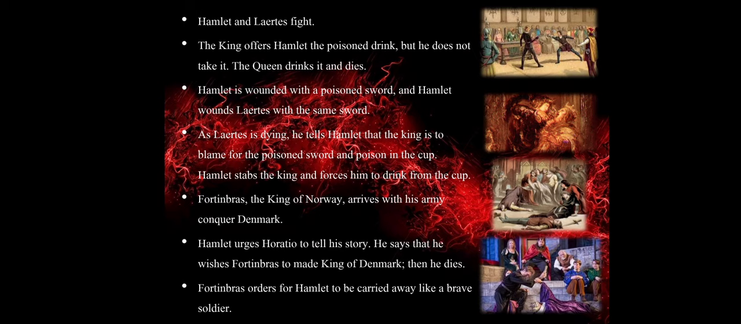Fortinbras, the king of Norway, arrives with his army to conquer Denmark. Hamlet urges Horatio to tell his story. He says that he wishes Fortinbras to be made King of Denmark, then he dies. Fortinbras orders for Hamlet to be carried away like a brave soldier. The end.